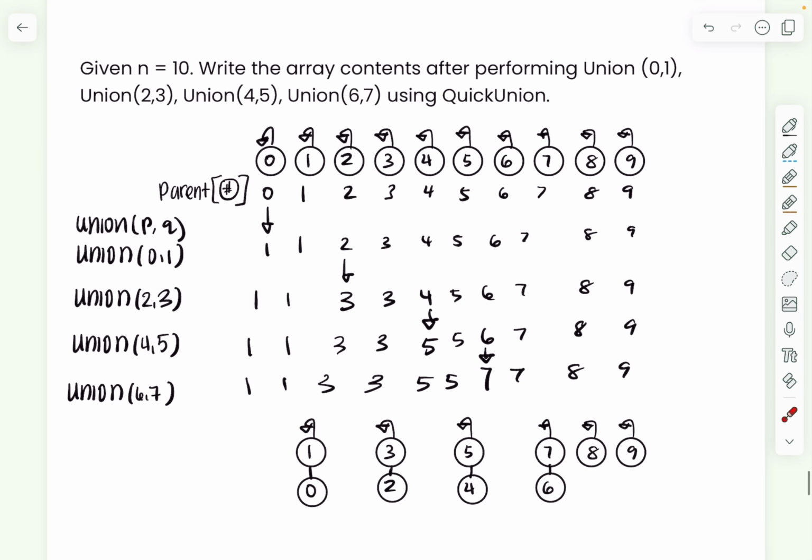And you're done. But they're asking you to write the array contents after performing all of the unions. What that means is take the last array, because that's your most updated parents of each vertex, and that is your answer.